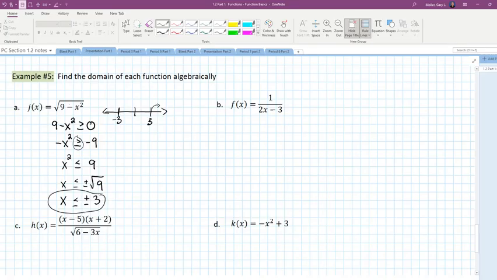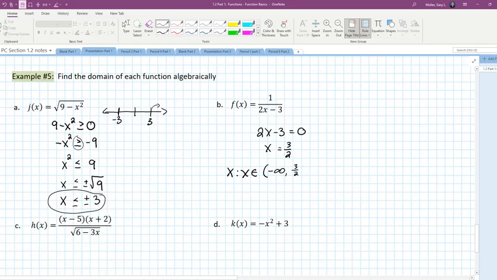All right. Part B, I can't divide by 0. So I just need to ask myself, when is 2x minus 3 equal to 0? And that would be add 3, divided by 2, x equals 3/2. And so my domain are all of the x's that belong to the set of numbers that are everything but 3/2. So -infinity to 3/2 and 3/2 to infinity. How would I describe this? I'd say everything but 3/2.